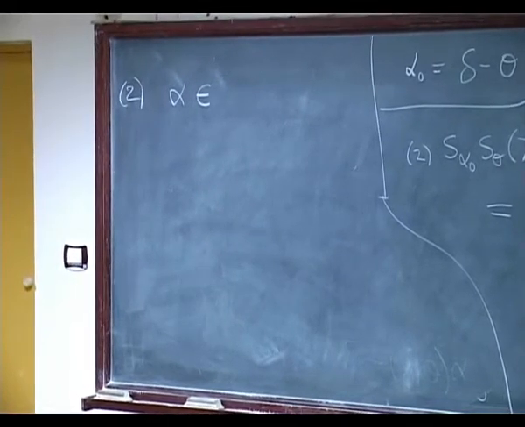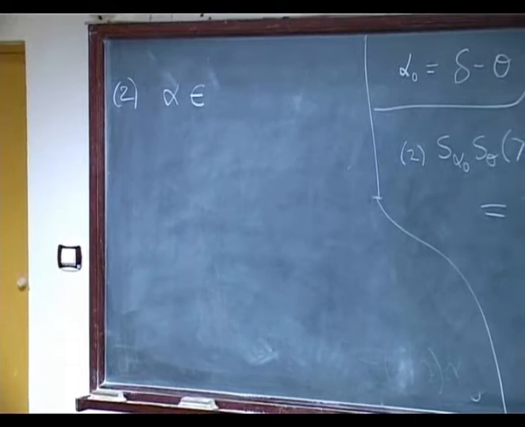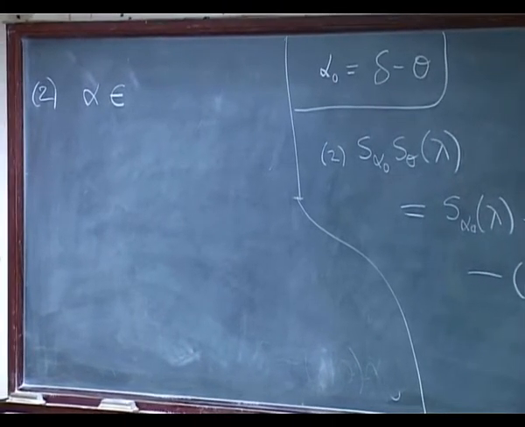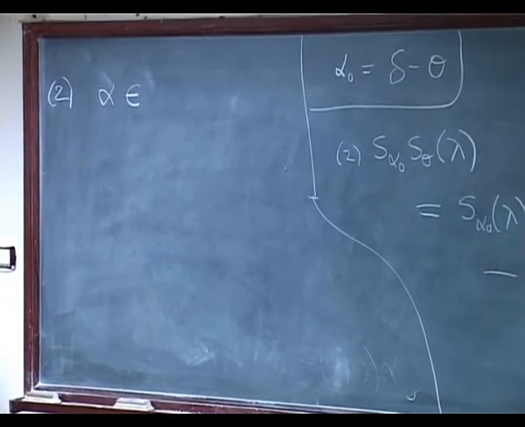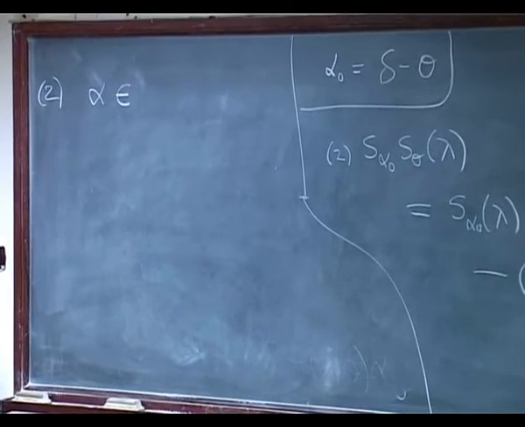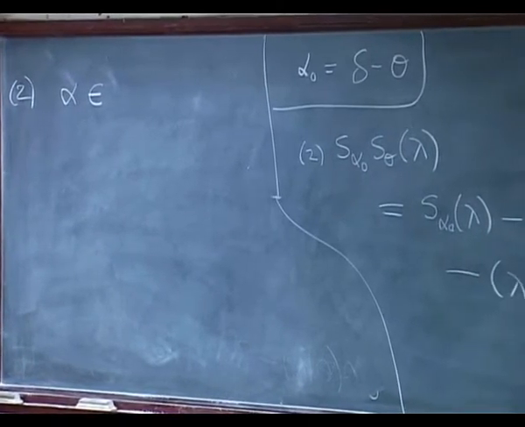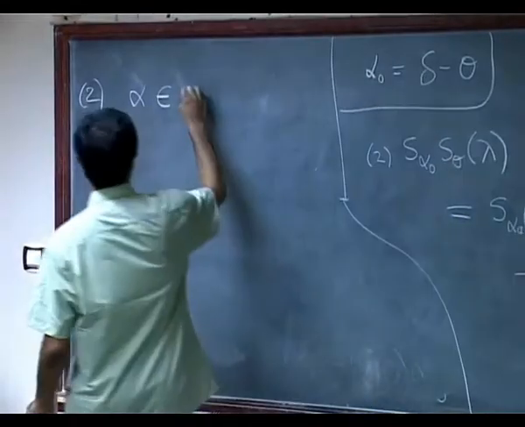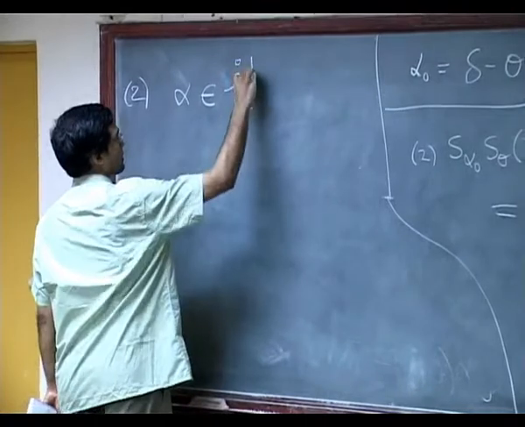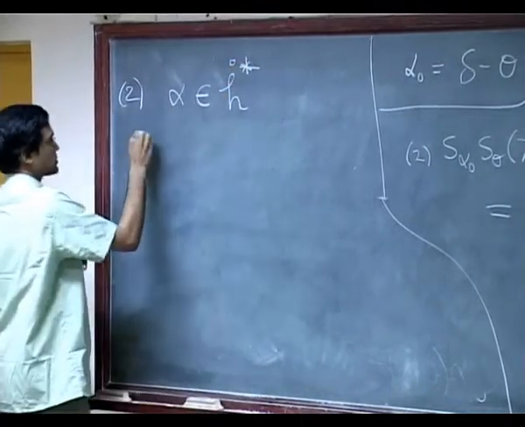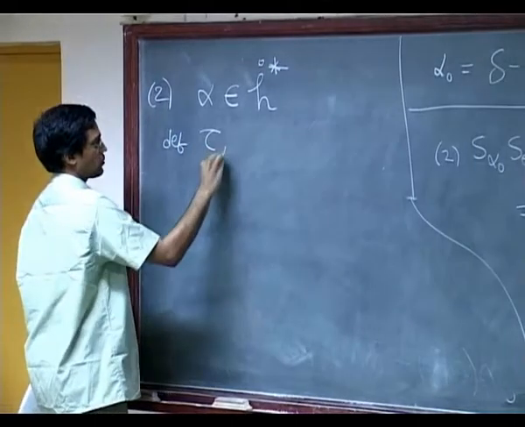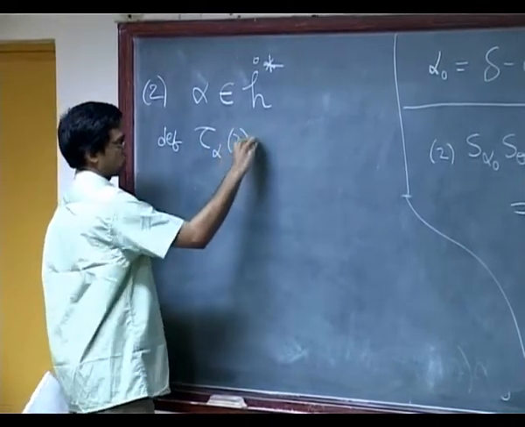instead of theta, if I replace it by any other element of H star, the same thing makes sense, right? I can just put, instead of theta, I can define tau alpha of lambda by lambda delta alpha minus lambda alpha delta. That would still make sense for any element of in fact of H naught star. So if alpha is an element of H naught star, then let's define the analogous operator tau alpha by the same formula.